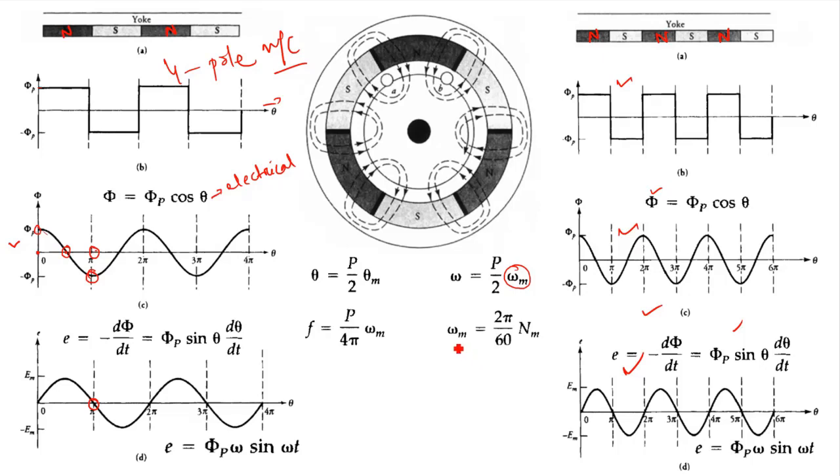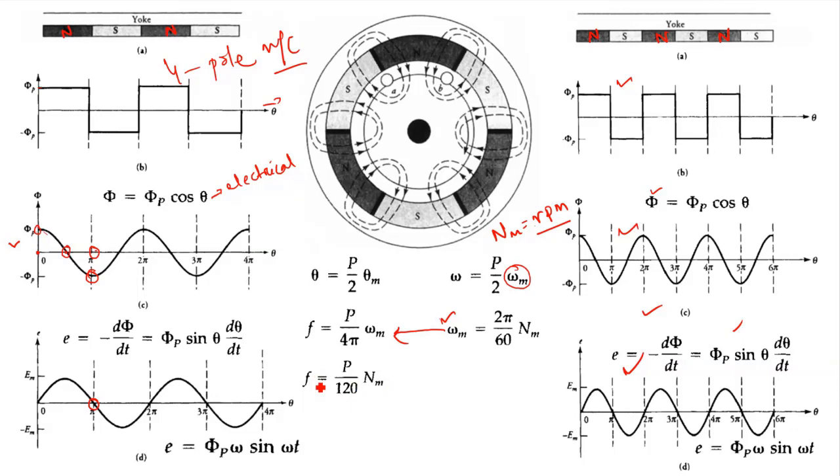I'll find f equal to P by 4π ωm, right? Now we know Nm is nothing but the RPM, that is revolutions per minute. So if I convert this revolution per minute into radian per second, that is ωm, that will become 2π by 60 Nm, right? So after converting this, I'll find the frequency again from here. Your frequency will become, just by substituting this, P by 120 Nm.